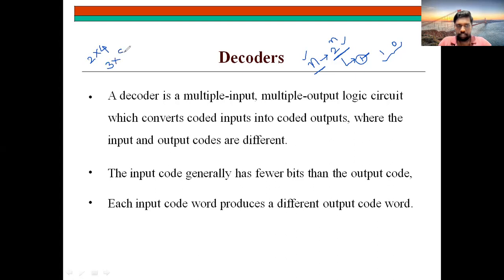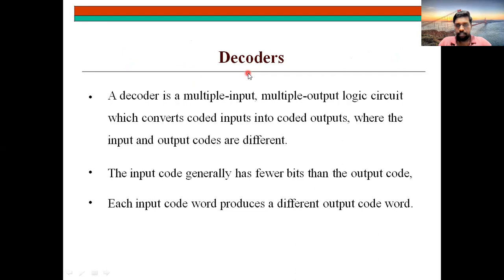That's why you will have fewer inputs and more outputs in the case of a decoder. Its representation is given as n cross 2 power n, where n is the number of inputs and 2 power n is the number of outputs. Or else you can say it as n is to 2 power n. Both are the same. You can call it n cross 2 power n or n is to 2 power n.